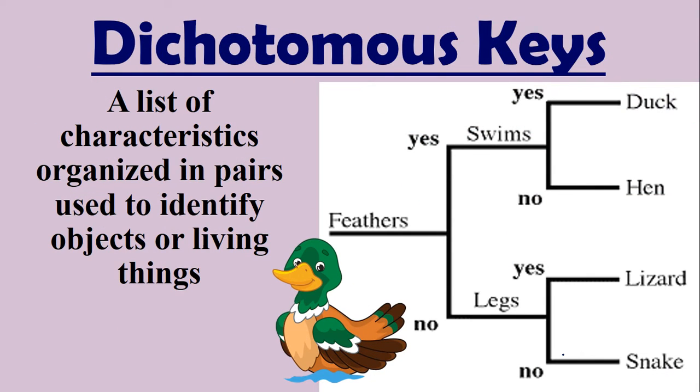Another way that we use organization is that we use a dichotomous key. And what happens here is we list characteristics organized in pairs and use it to identify objects or living things. So I have one example over here. This is a really quick, simple example.